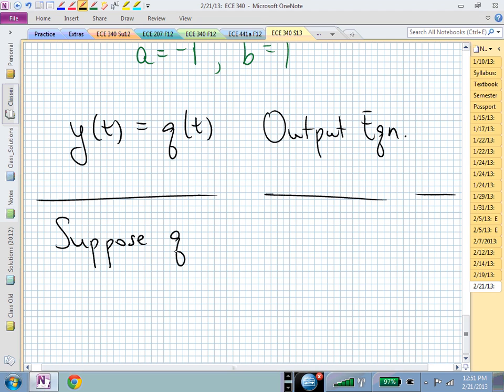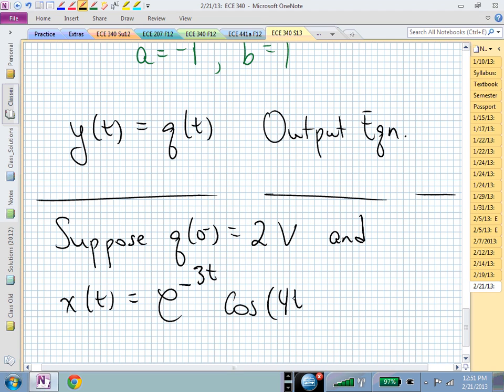Suppose that the initial capacitor voltage is 2 volts. And now let's say that somebody actually tells you what the forcing function is going to be, x of t. Suppose they say that's e to the minus 3t cosine of 4t u of t.